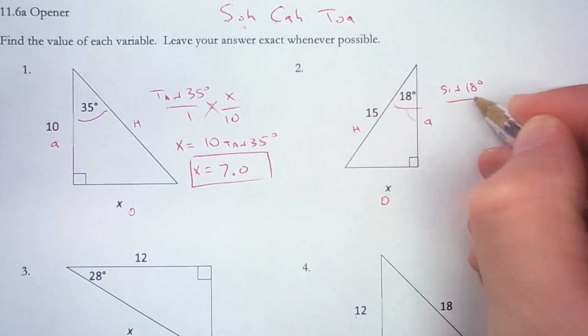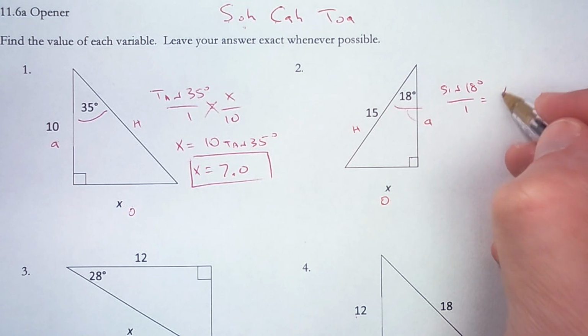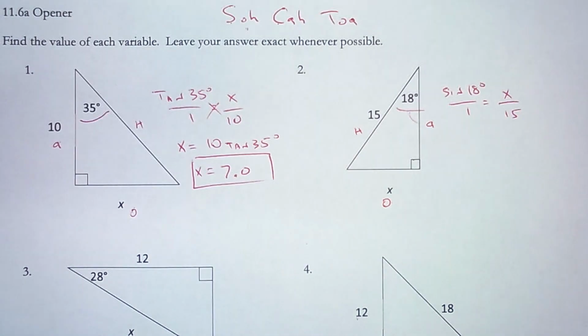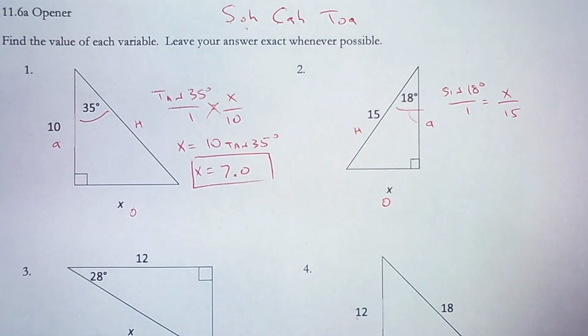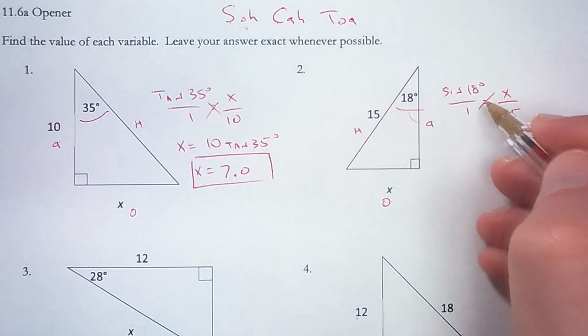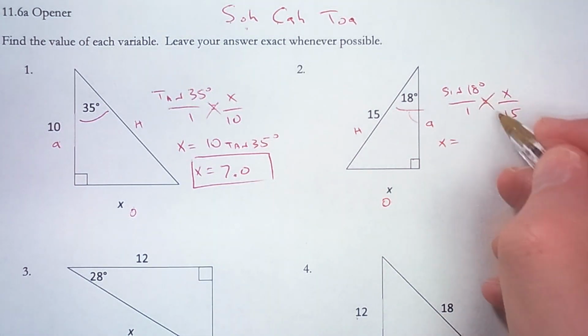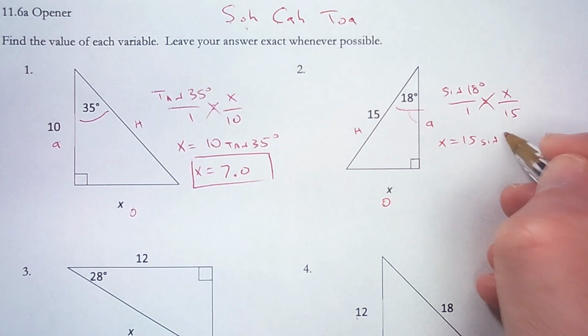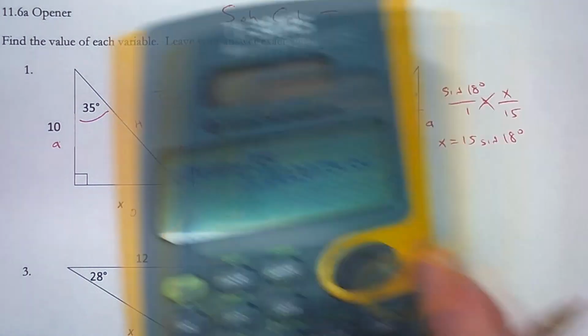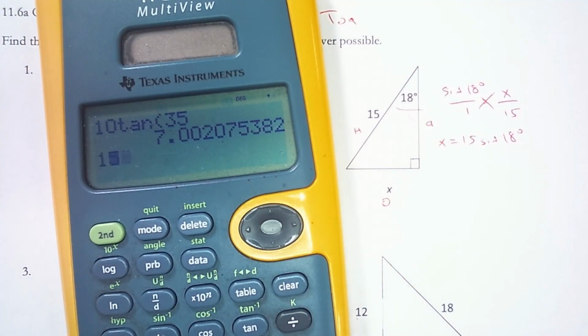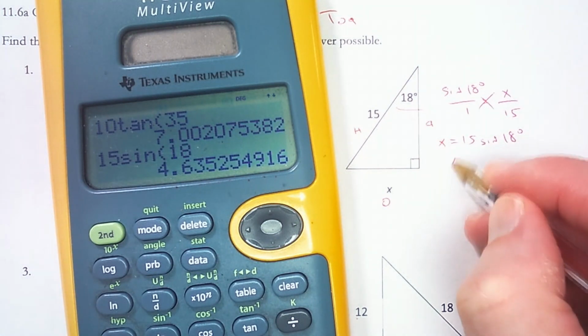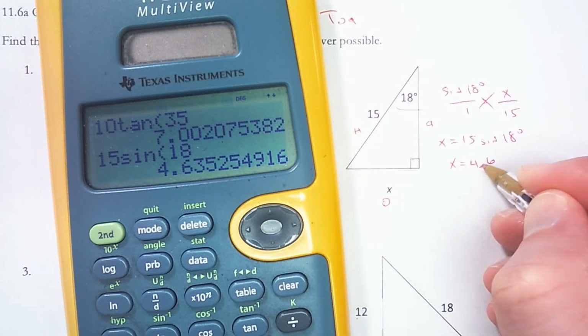Sine 18 degrees is to 1, as the opposite x is to the hypotenuse 15. And once again, I will cross multiply 1 times x and 15 times sine 18 degrees. So we have 15 sine 18, 4.635, so x is 4.6.